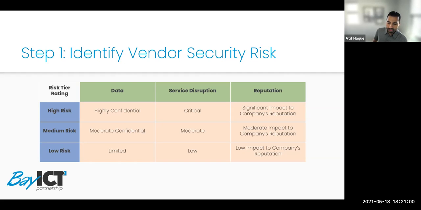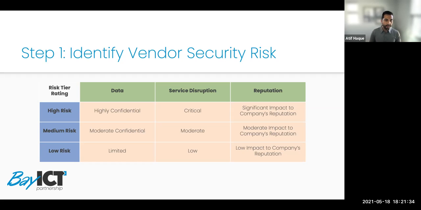So the next couple of slides will get into more around conducting vendor assessments. Step one is all about identifying vendors and identifying the vendor security risk. The approach here, and this is just an example that I had pulled out, is to ensure that you are tiering your vendors in some level of categories so that you can better prioritize your efforts. In this example, the risk tierings are high, medium, low.